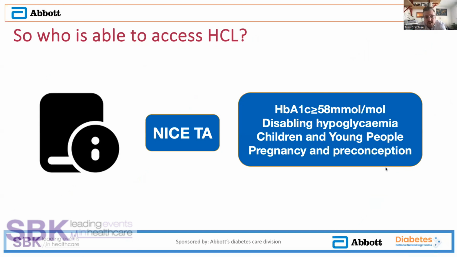So who can access hybrid closed loop at the moment? The NICE TA has made provision for people with an HbA1c of more than 58, disabling hypoglycemia, children and young people, and women planning pregnancy or in the preconception phase to receive hybrid closed loop. There are certain priority groups within that. Since the TA was launched 2 years ago, we've been focusing mostly on children and young people and pregnancy and preconception, perhaps a handful of others who have come in with severe hypoglycemia. Now we're trying to get through the backlog as we adjust our services to meet the demand of delivering on this life-changing technology.